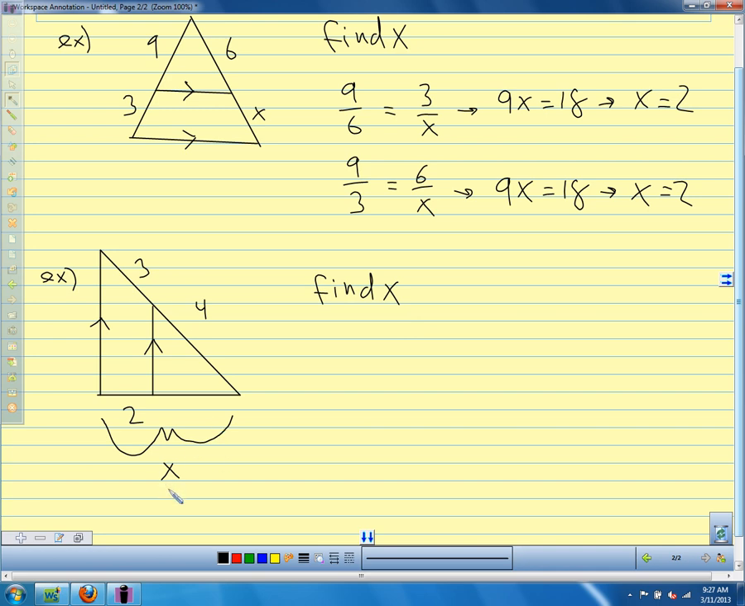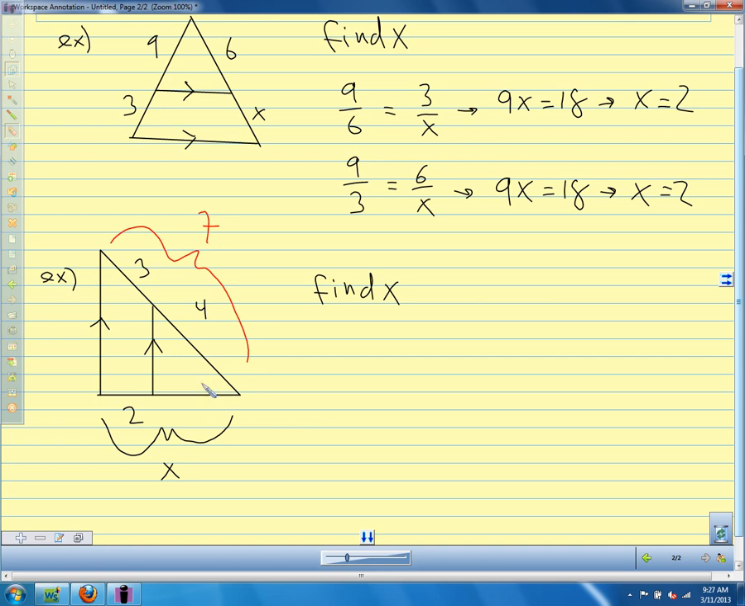Now, on this side of the triangle, what part of the triangle is x? Is it a part of a side or is it a whole side? It's a whole side. So if we set up a proportion, we need to make sure we're using x. We're using the whole side on this side of the triangle. We need to use the whole side on the other side for part of our proportion. So what is going to be our whole side here? 7. Right? 3 plus 4.